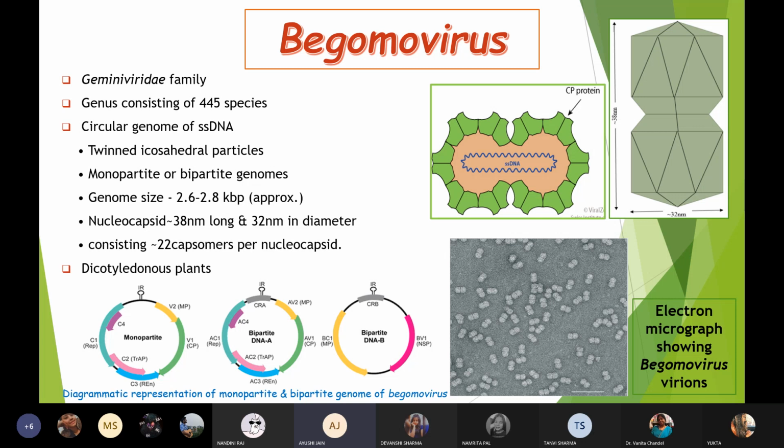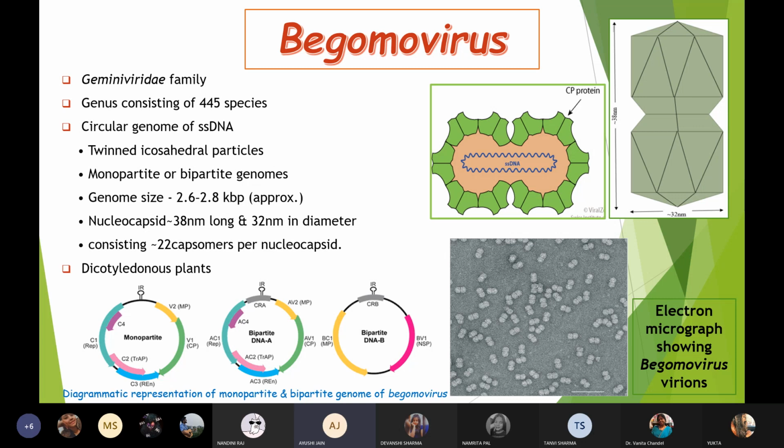So monopartite means it has a single genomic component which is identified as DNA-A. Bipartite genome means that the genome is segmented into two segments, referred to as DNA-A and DNA-B, that are packaged into separate particles. The DNA-A component encodes all virus factors required for control of gene expression, genome replication, and insect transmission between hosts. The DNA-B encodes a protein involved in intra and intercellular movement in host plant tissues.